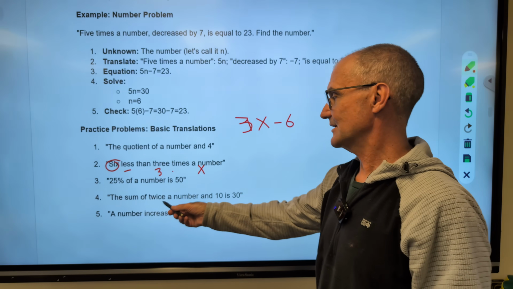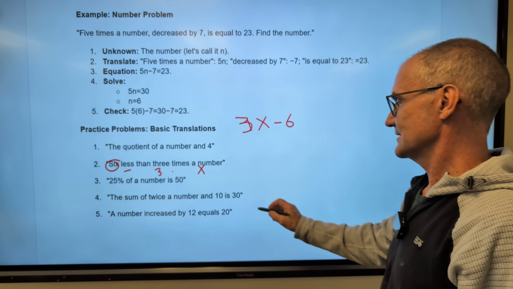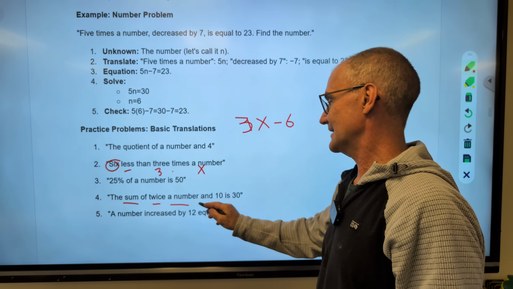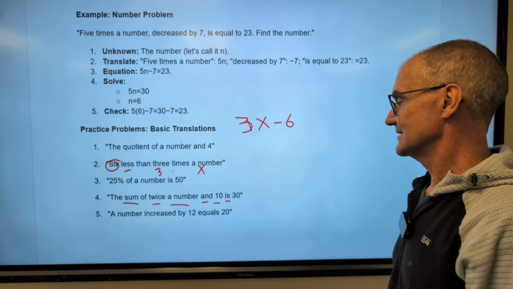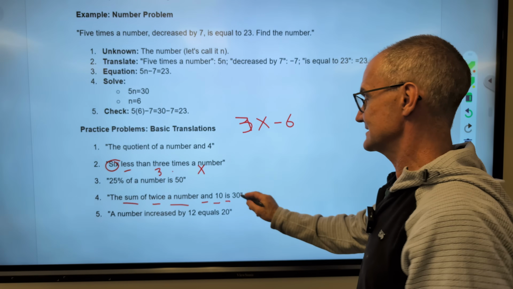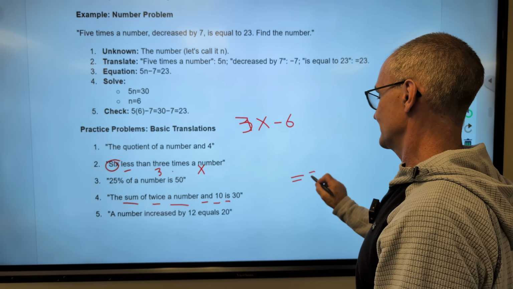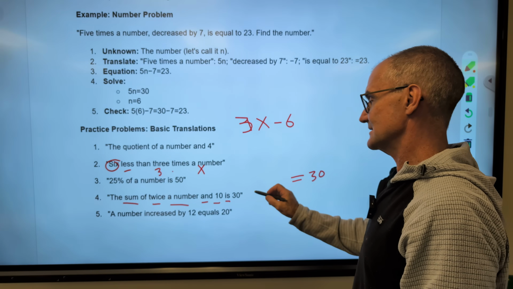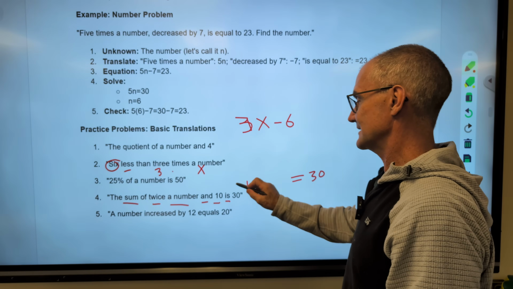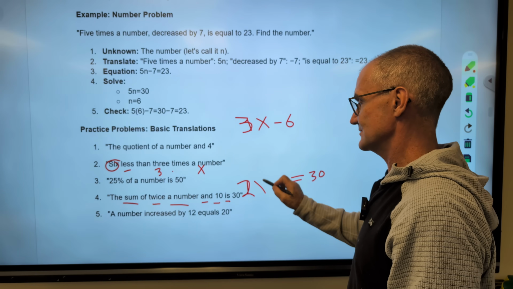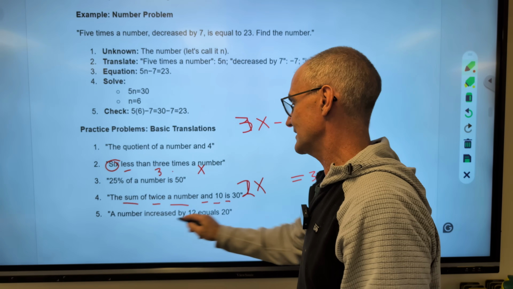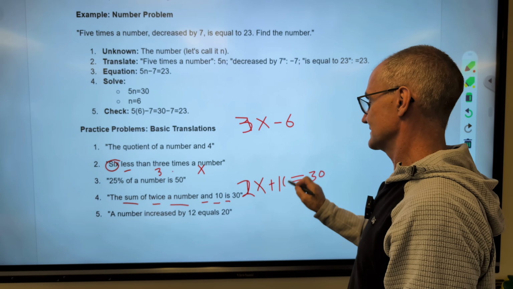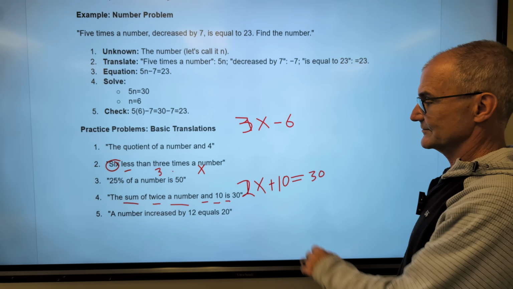The sum of twice a number and 10 is 30. The sum, so I'm going to add, twice a number and 10. This is saying equals, so is 30. That's equals 30. Let's figure this out. The sum of twice a number, I don't know what that number is, so I'm going to call it x. 2x. The sum of twice a number and 10 is 30.